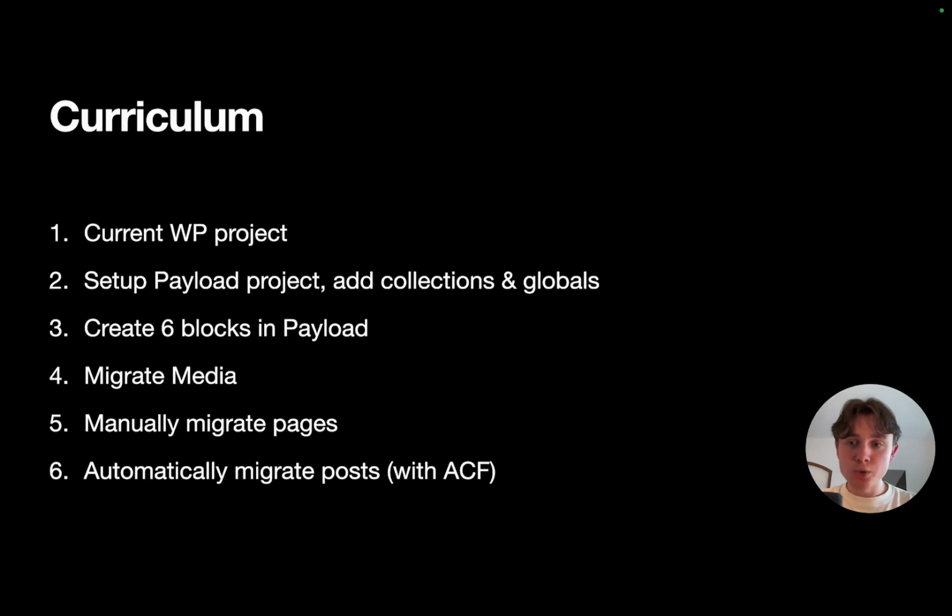I will now show you the current WordPress project. We are afterwards going to set up the Payload project, add the collections and globals. We'll create the blocks in Payload. We're going to then migrate all of our media from WordPress to Payload automatically. Using that media, we're also going to manually migrate just the 2 pages that we have on there. And afterwards, we're going to automatically migrate all remaining blog posts. And we also have the Advanced Custom Fields plugin added to the blog posts. And I'm going to show you how you can migrate them as well.